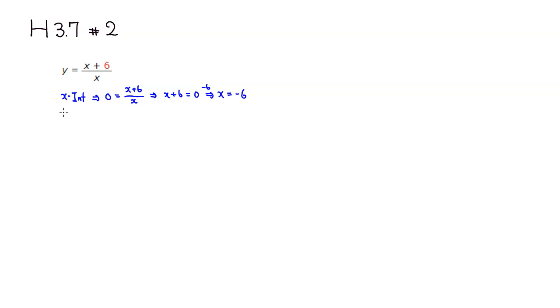Let's go ahead and find the y-intercept as well. We're going to set x equal to 0, but unfortunately y of 0 is undefined, because the denominator becomes 0. So this is undefined, which means that there is no y-intercept. So we can just say no y-intercept.